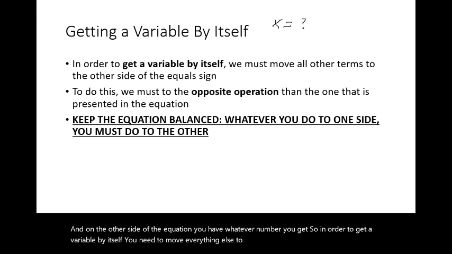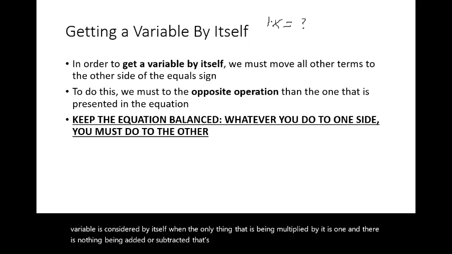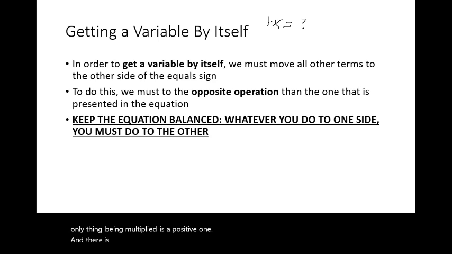of the equal sign. A variable is considered by itself when the only thing being multiplied by it is 1, and there is nothing being added or subtracted. That's what's considered a variable being by itself: the only thing being multiplied is a positive 1 and there is nothing being added or subtracted.